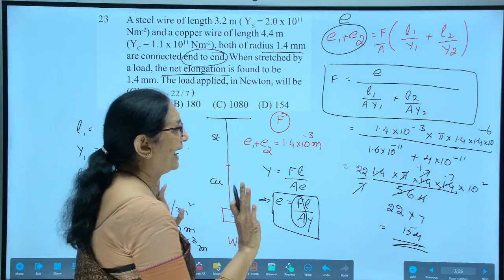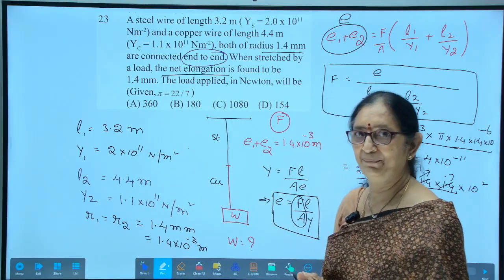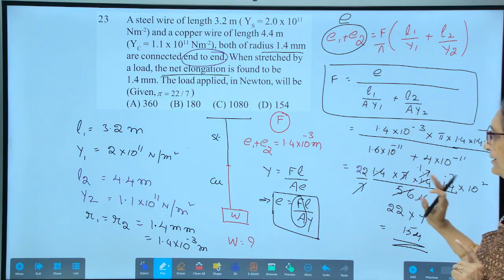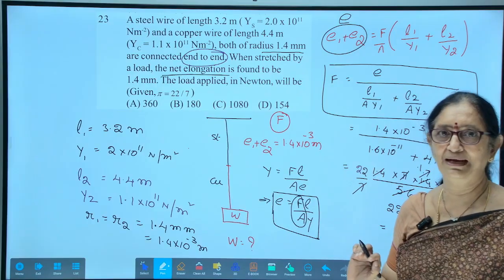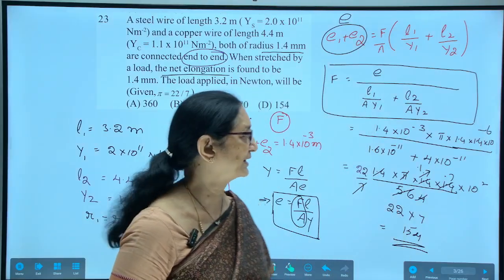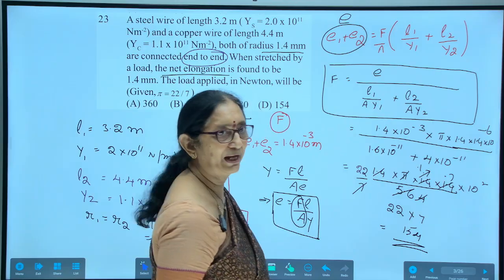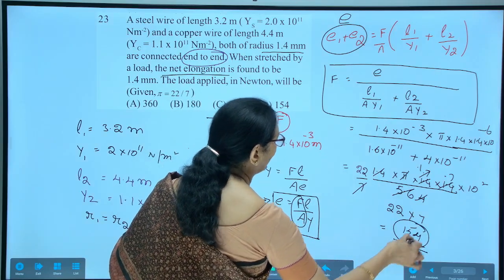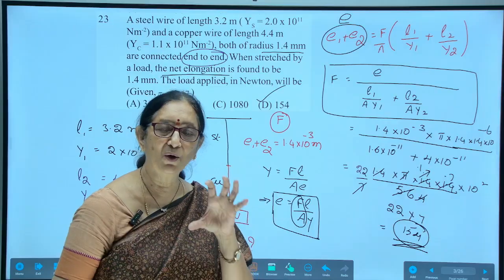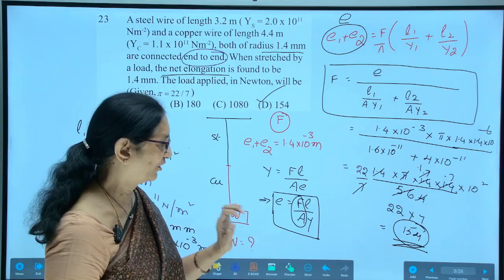Is it all right? After that, we just need to do the substitution of the data given. But there you have to be very, very cautious, because you have to substitute all the values, and on top of it, radius is given. You have to find the area of cross section of the wire. That is, you have to use the relation pi r square. After doing the complete calculation, we get it as 154. That is the load attached to the series combination of the steel wire as well as the copper wire.